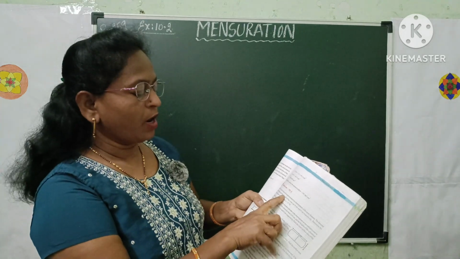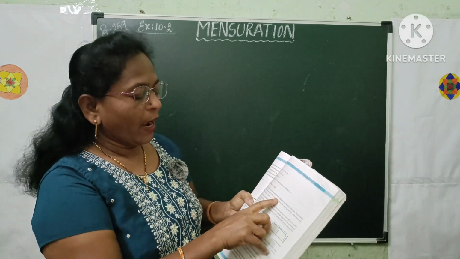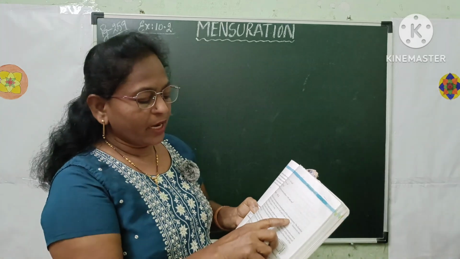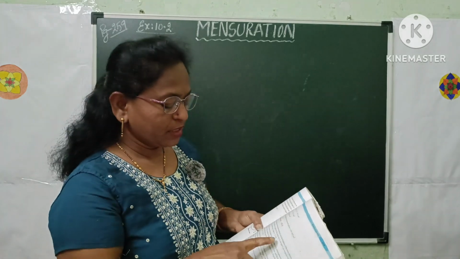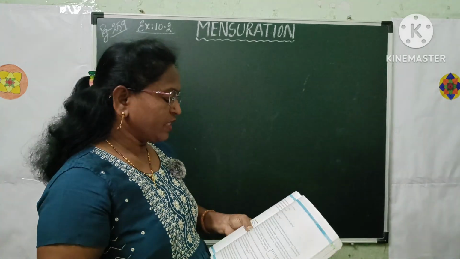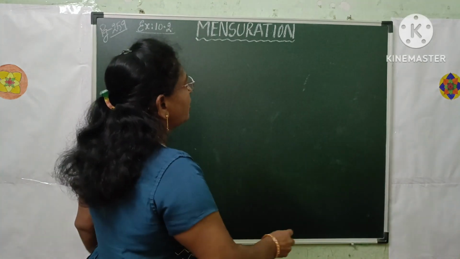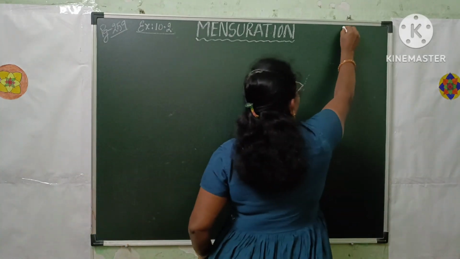A toy is in the form of a cone mounted on a hemisphere of the same diameter. What is the shape? Conical shape, and here one end is mounted, which means it is a hemisphere. The diameter of the base and height of the cone are, here diameter is 6 centimeters and height is 4 centimeters. Then determine the surface area of the toy. First, we have to form the figure.